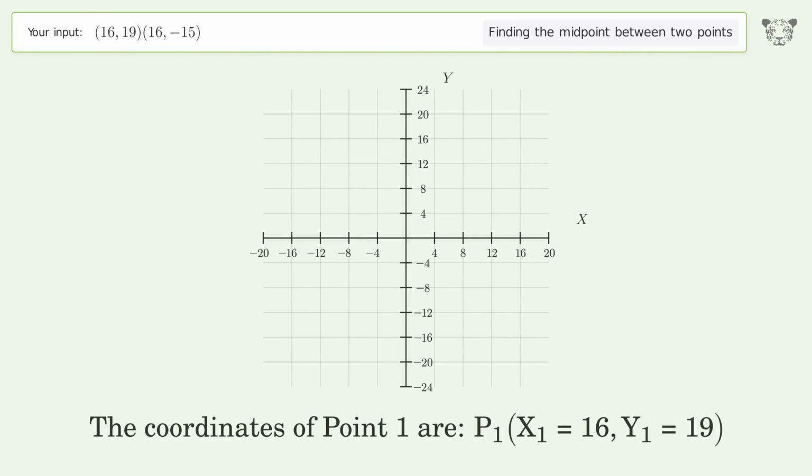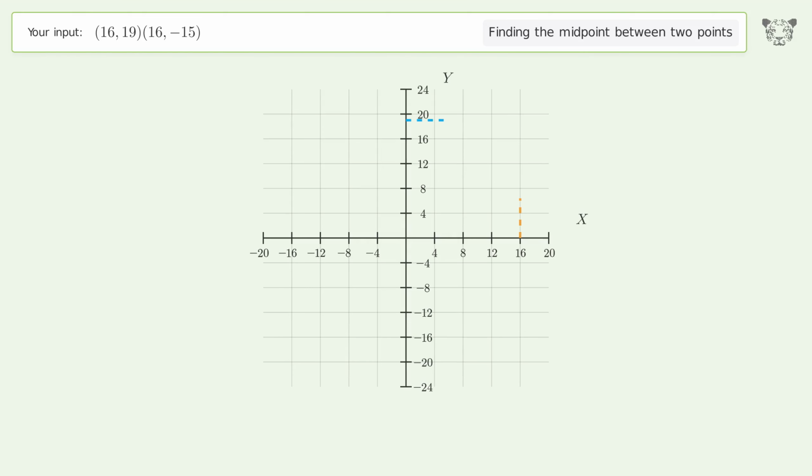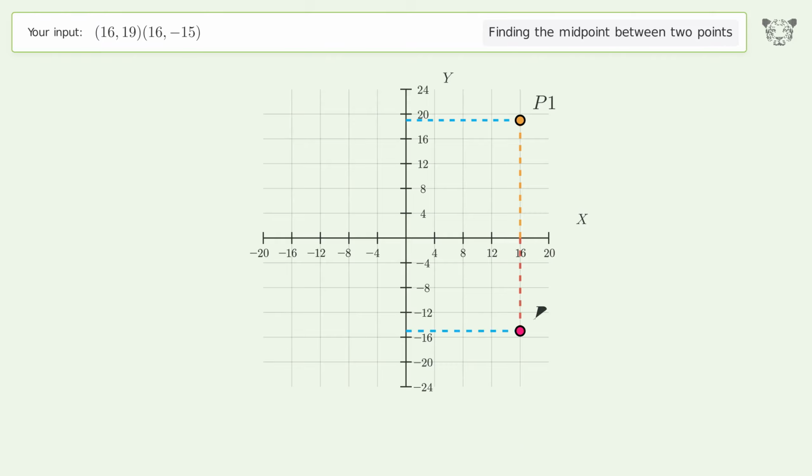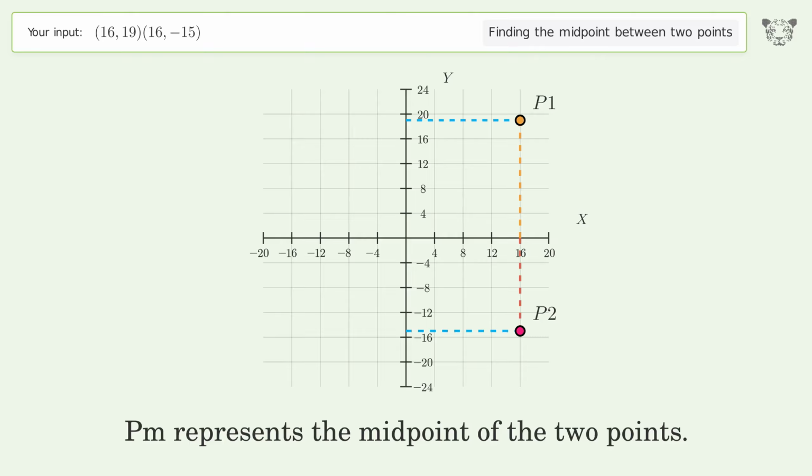The coordinates of point 1 are x1 equals 16, y1 equals 19. The coordinates of point 2 are x2 equals 16, y2 equals negative 15. PM represents the midpoint of the 2 points.